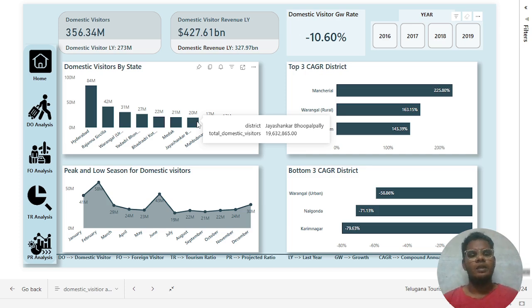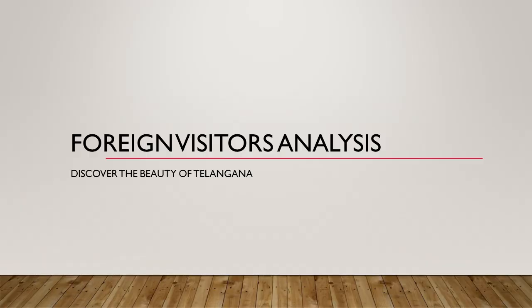Jayashankar Bhupalpally is the drip irrigation project, Kaleshwaram project, right? And then these are the things for the domestic analysis. When we see the foreign visitor analysis, we are discussing the same things we discussed in the domestic analysis. Let's see that foreign analysis.